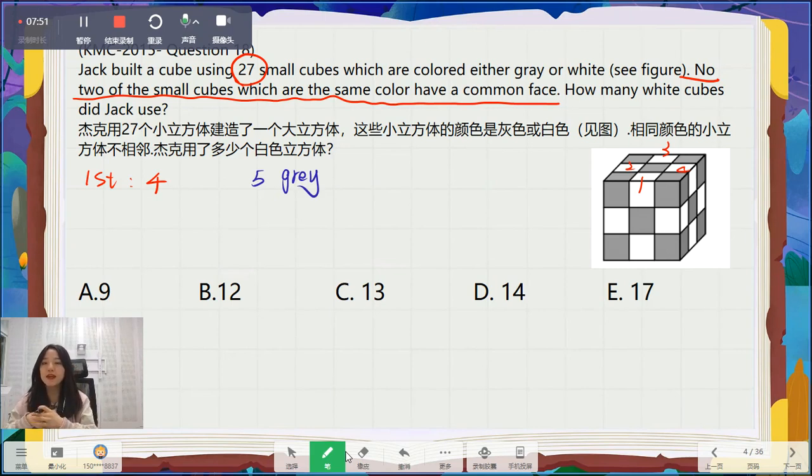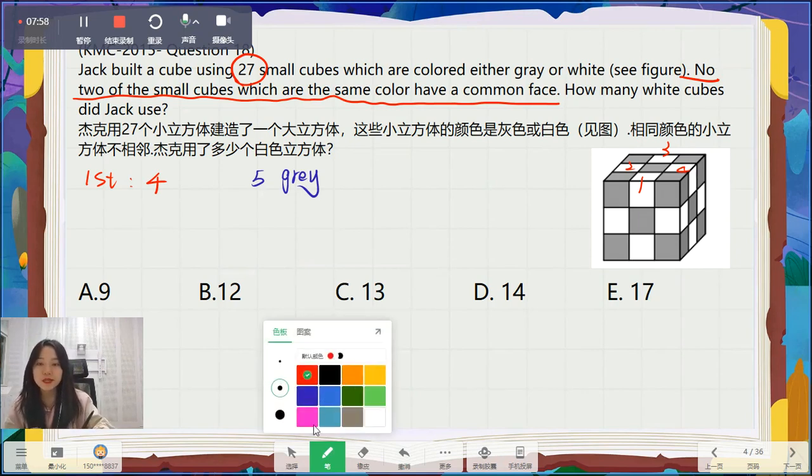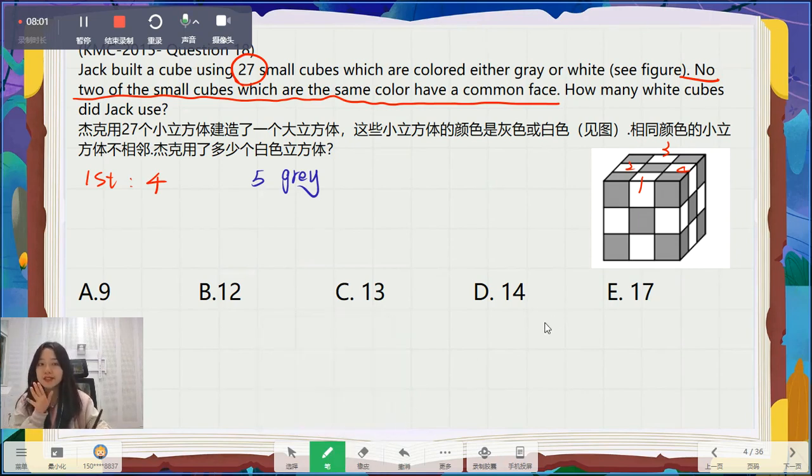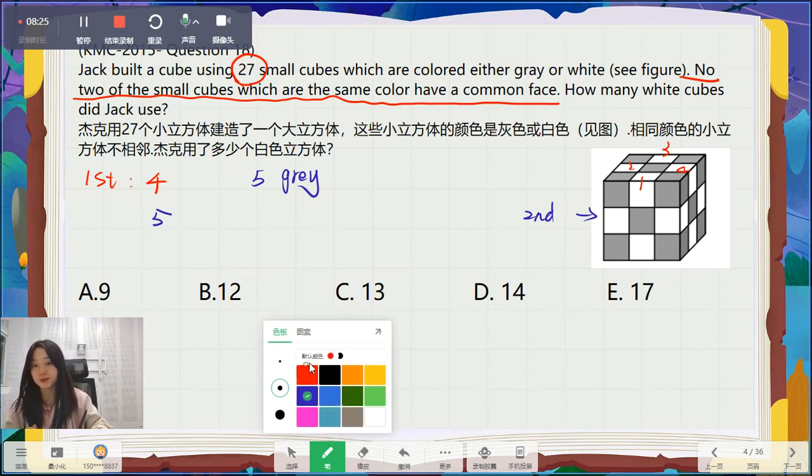Now let's think, because no adjacent cubes can be the same color. You can see, if we want to find white cubes in the second layer, this is the second layer. Where are they? They must be under gray cubes in the first layer, right? Okay, so that means how many gray cubes in the first layer? How many white cubes in the second layer? So in the second layer, we got 5 white cubes.